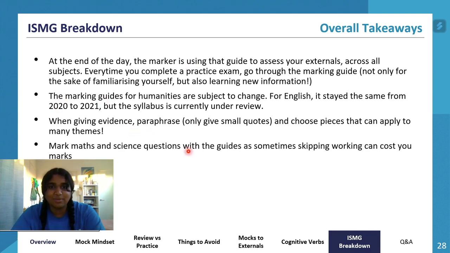When giving evidence, paraphrase, so only give small bite-sized quotes and choose pieces that can apply to many themes. Sorry, that should say when you're studying evidence, choose pieces that can apply to many themes. But when you're selecting evidence, especially in humanities and English, make sure that the quotes and pieces of evidence that you're mentioning are relevant to the topic. Don't just throw in a quote there because you've memorized it for the sake of memorizing it. So final thing, mark maths and science questions with the guides, as sometimes skipping working can cost you marks, and make sure that you're including everything that you need for that full mark response.